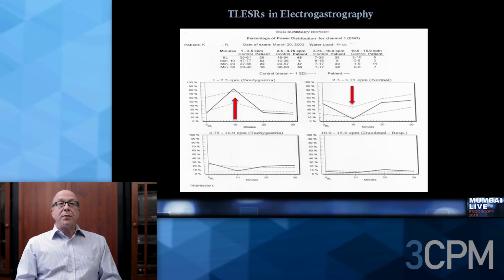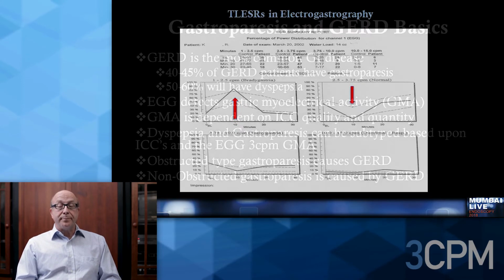We have a precipitous drop in the normal 3 cycle per minute activity, as you see here, accompanied by an instantaneous sudden increase in the bradygastric pattern as the stomach collapses and there's no further contractility because of the venting up into the esophagus. And again, we see this very dramatically when we do the water load test.